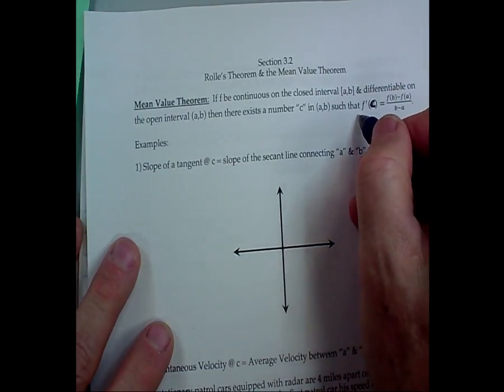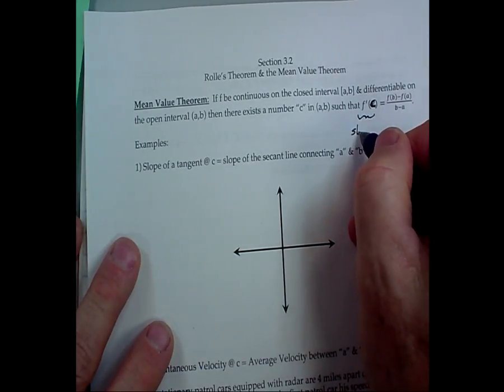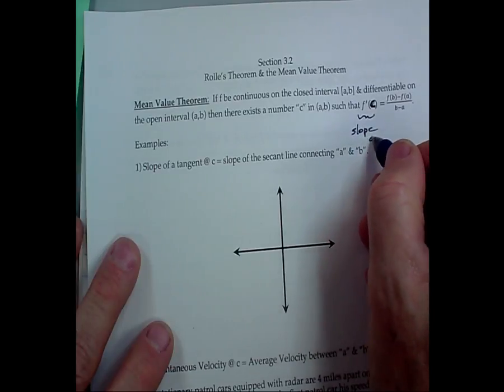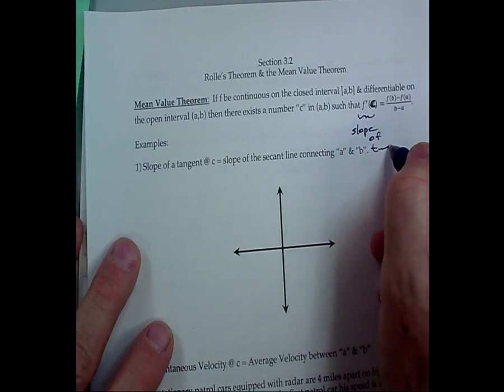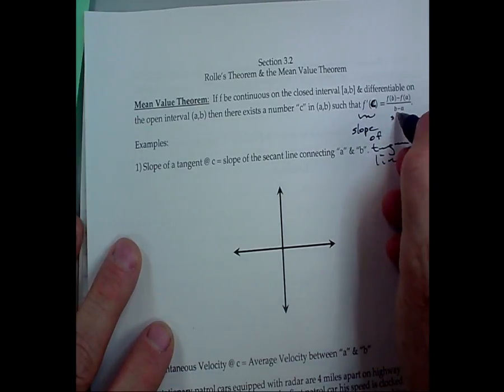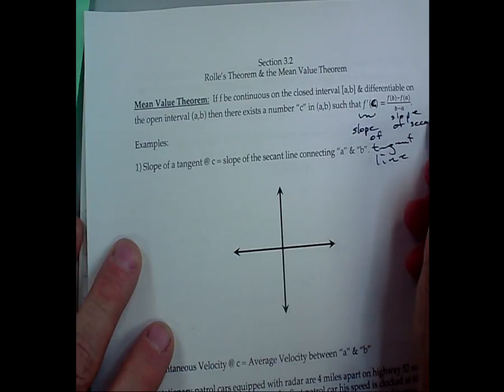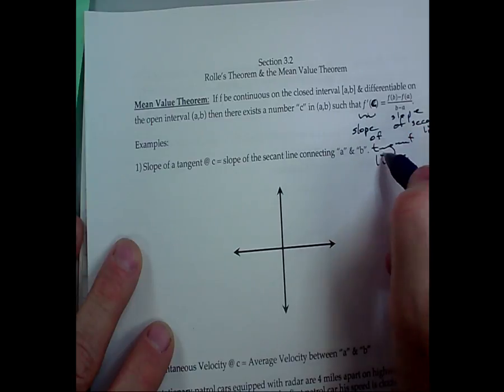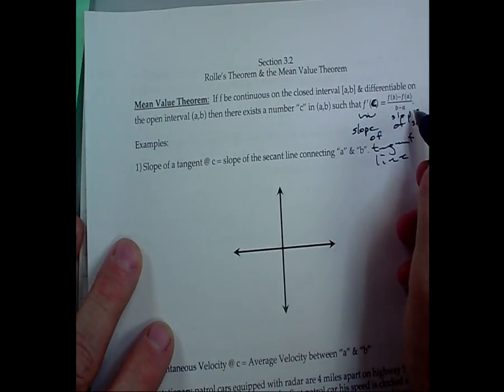So this is the slope of the secant line. Excuse me, slope of tangent line. I misspoke. This is slope of secant line. So here we're saying the slope of the tangent line is equal to the slope of the secant line.